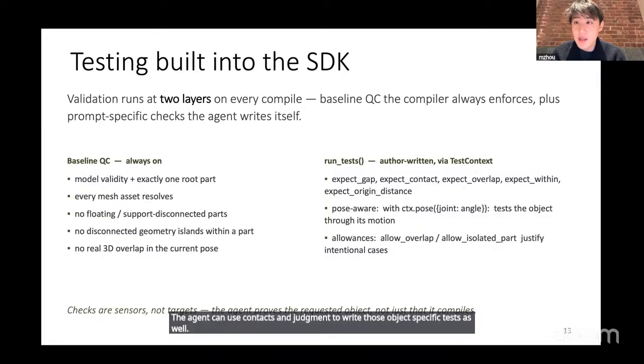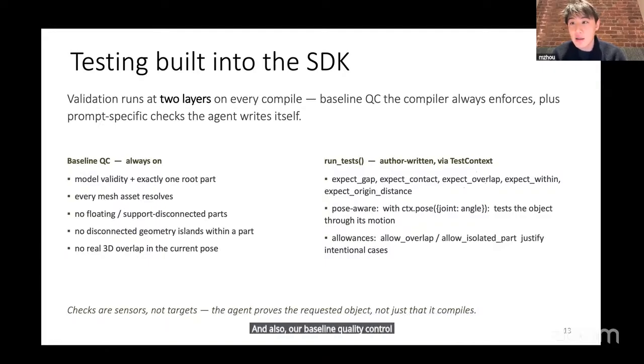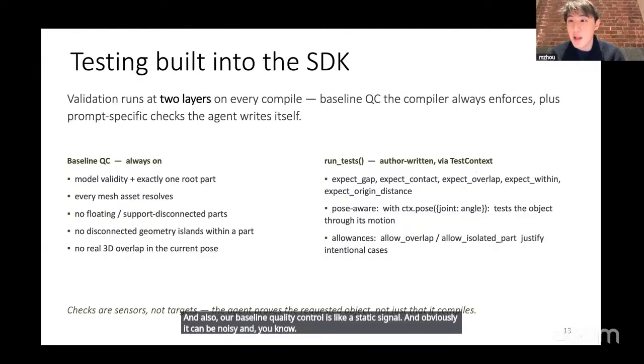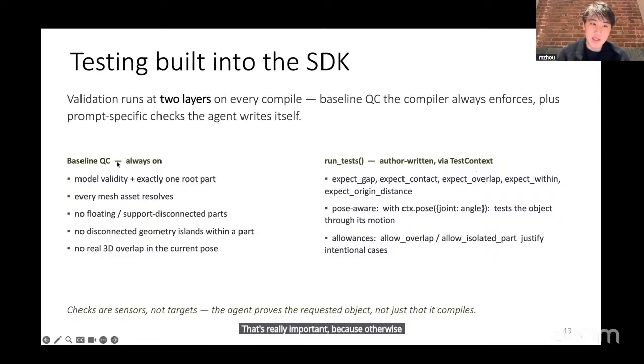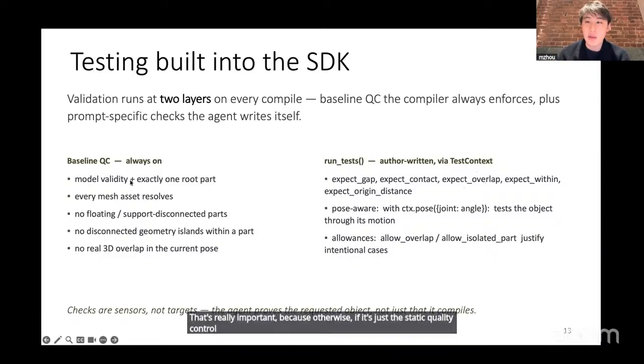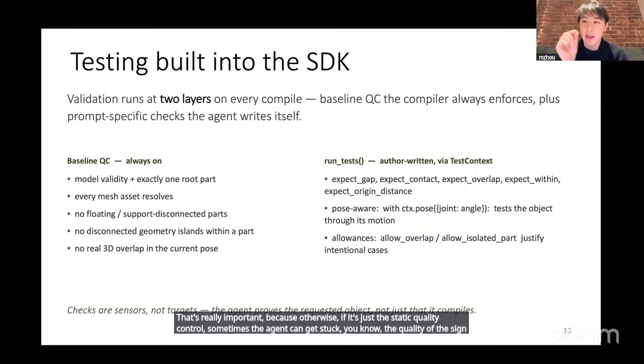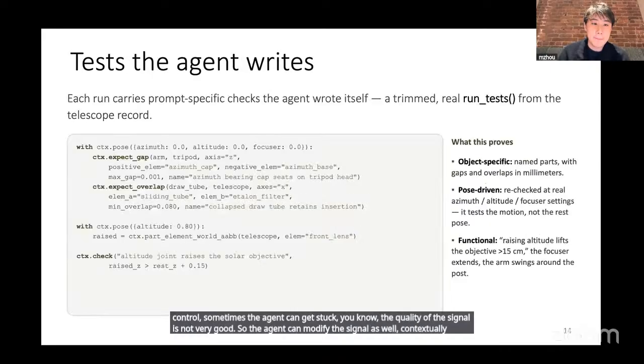Also, our baseline quality control is a static signal. And obviously it can be noisy and it doesn't always apply to every object. So the agent also has the ability to allow overlaps or allow isolated parts when it's semantically correct. That's really important because otherwise, if it's just the static quality control, sometimes the agent can get stuck. The quality of the signal is not very good. So the agent can modify the signal as well, contextually.